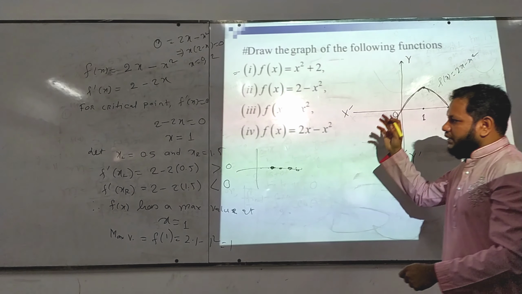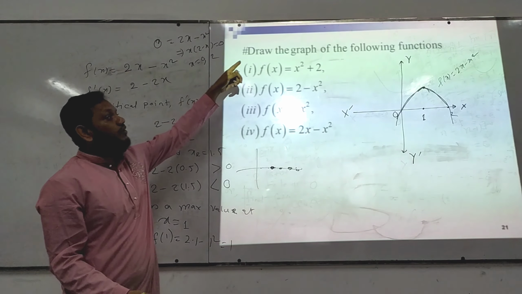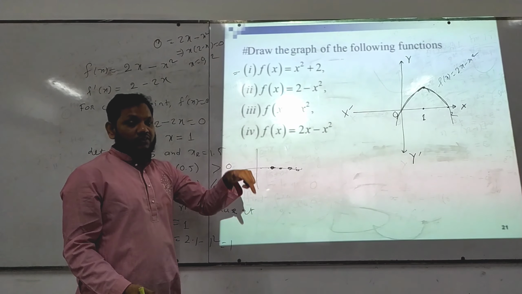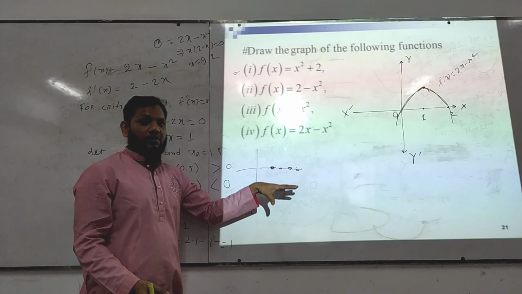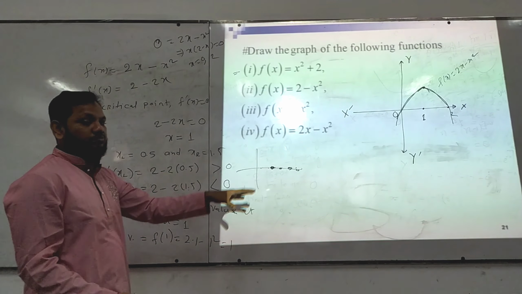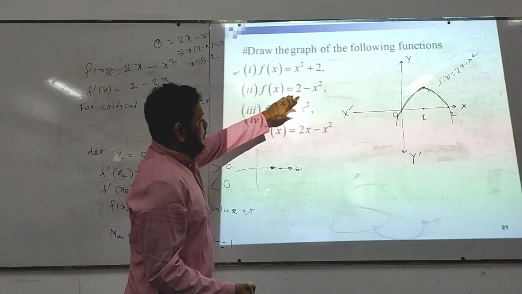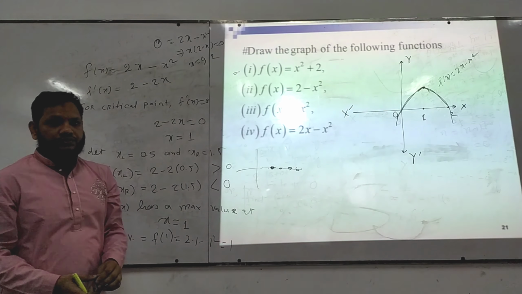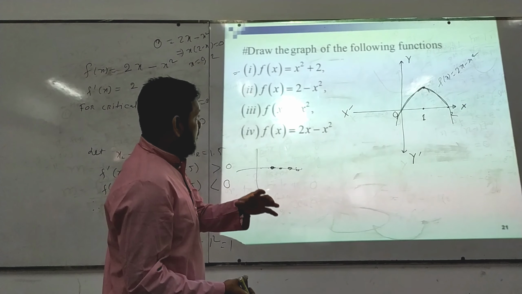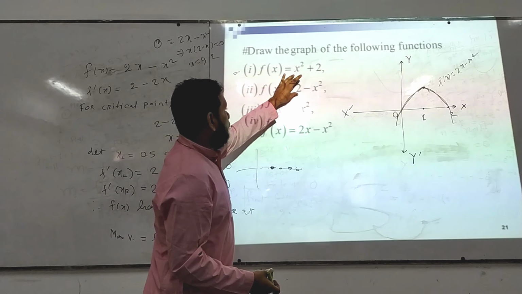Understand? So we can draw any kind of polynomial function with the help of the technique of the maximum or minimum of the function. Just we use this one. Okay. So we need to find also the graph of this one and also this one to find the area between two curves. So you will try to draw the graph of this one, f of x equal to 2 minus x square.